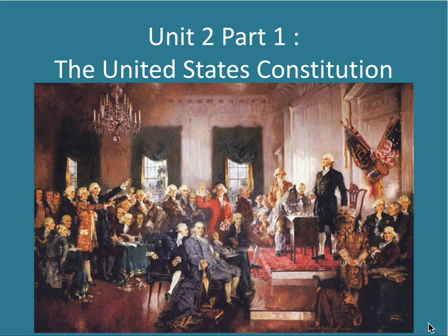As you know, we are starting Unit 2. That's going to have two parts. Part 1 will deal with the United States Constitution, and Part 2 will deal with the two-party system. Again, we're going to try to keep this short here and really just cover one slide.